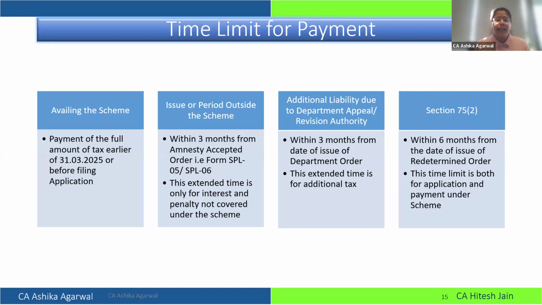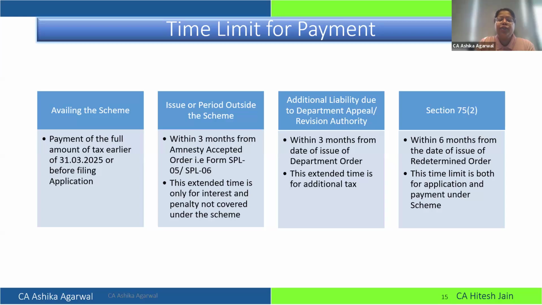Now I discussed that you need to make the payment before 31st March 2025. But there is one more thing. Now I said the officer has the power to file an appeal against the order. Even your case may be picked by the revisional authority to check whether the order has been properly passed.